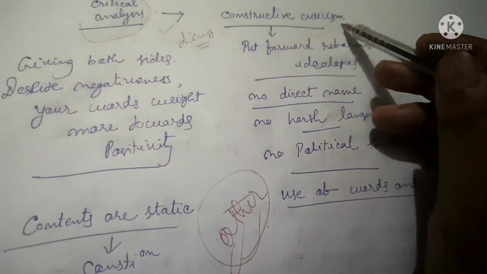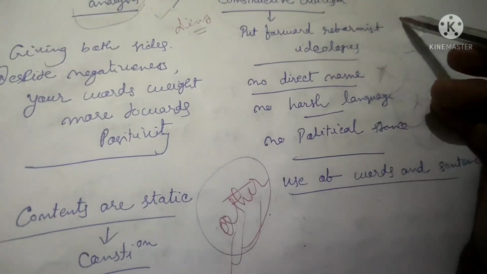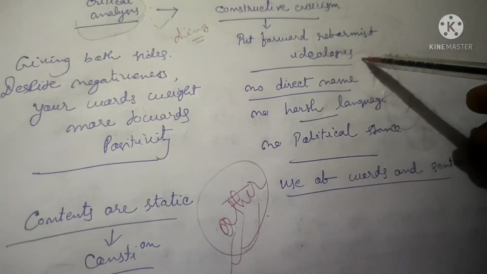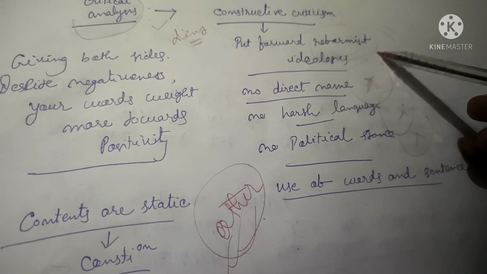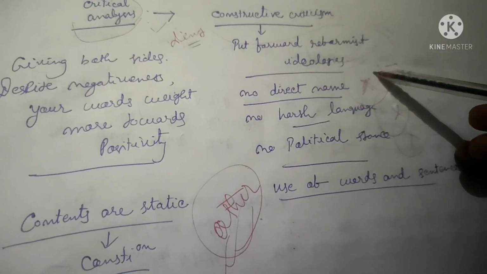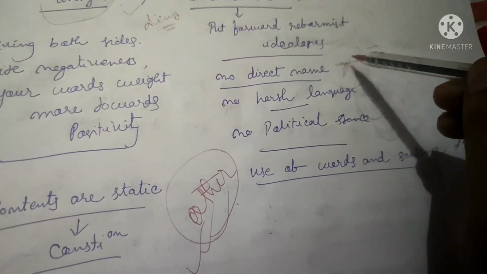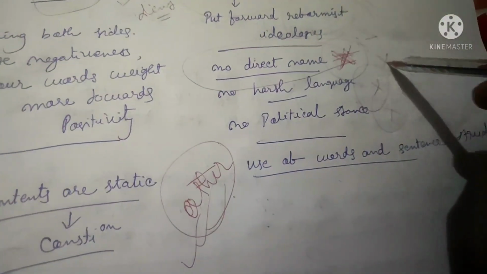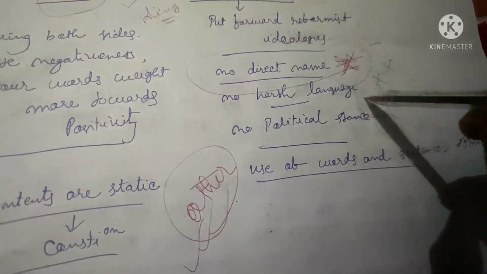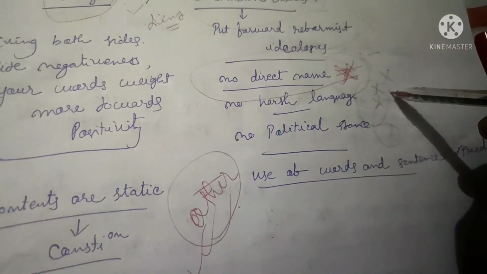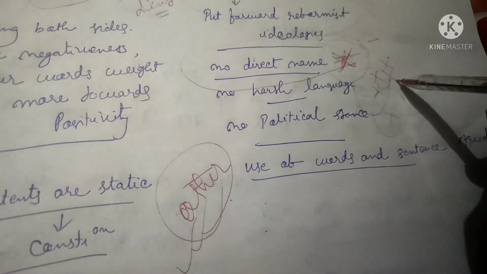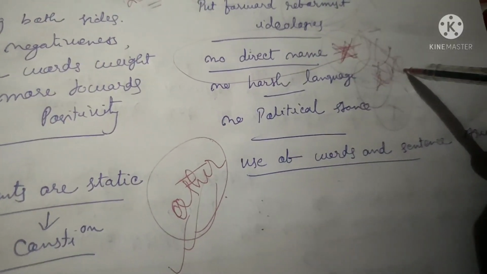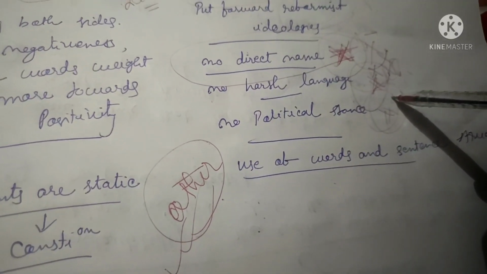As a part of the hierarchy of administration, your role is to facilitate reformist ideologies. So while doing constructive criticism, you have to put forward reformist ideologies. You cannot take the direct name of any personality who is embroiled in any controversy. You are strictly prohibited from taking any direct name in your answer. You cannot use any harsh language, and you cannot take any political stance.